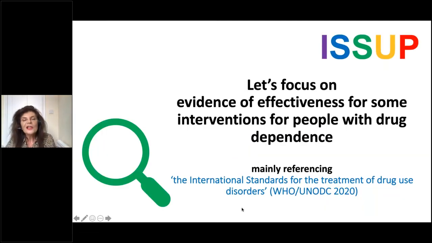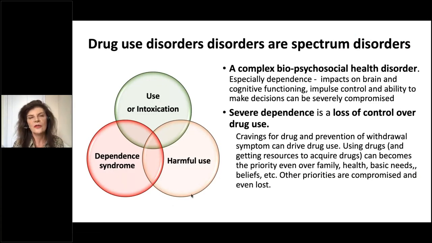Okay, so now let's have a look at some of the evidence of effectiveness on some critical interventions for people with drug dependence. I'm going to mainly reference the interventions that are noted in the International Standards for the Treatment of Drug Use Disorders. I'm also going to focus mainly on drug dependence syndrome. As you know, drug use disorders are spectrum disorders. They range from use or intoxication through to harmful use through to dependence syndrome.